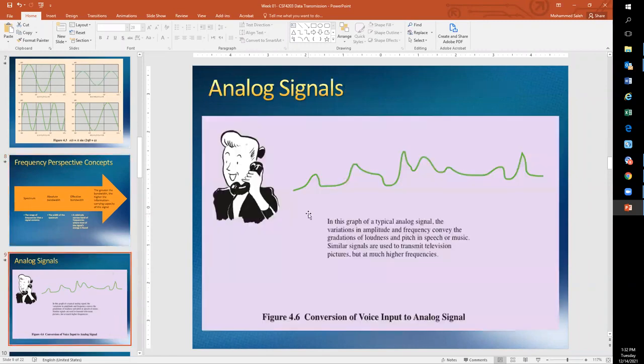Now let's come to analog signal. A human voice, as we all know, is analog, because it's varying in loudness and in pitch, like in speech or in music.